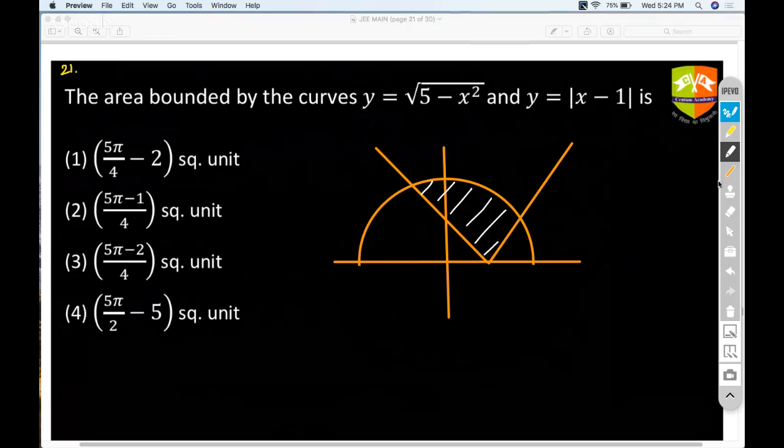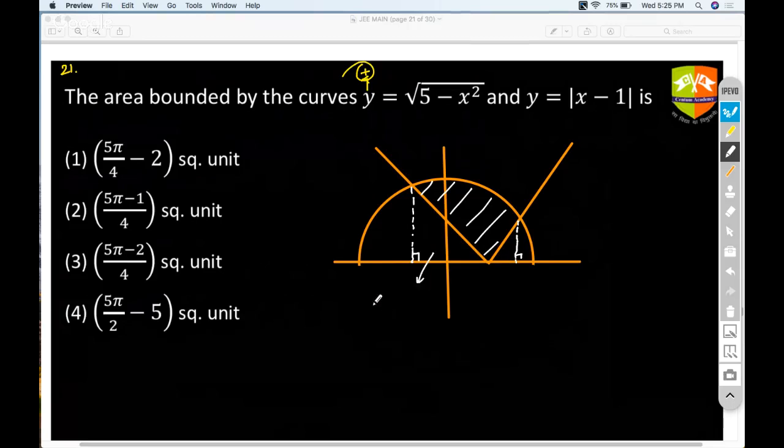Yes. So Rohan has responded. So this is the graph for the given scenario. Note that when they say y is equal to under root of 5 minus x square, we cannot make the full circle. We only have to take that part of the circle which has got y as positive. Mod x minus 1 is the graph of mod x, shifted 1 unit to the right. So we can just take a shortcut. We can see that there are two small triangles formed over here, right?